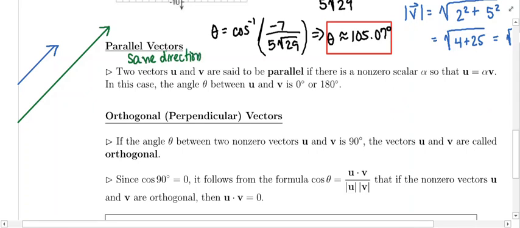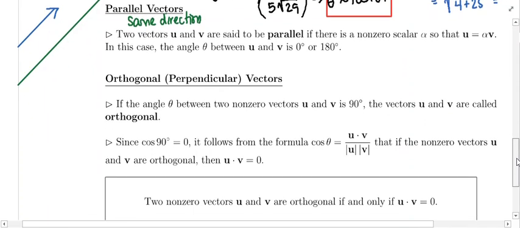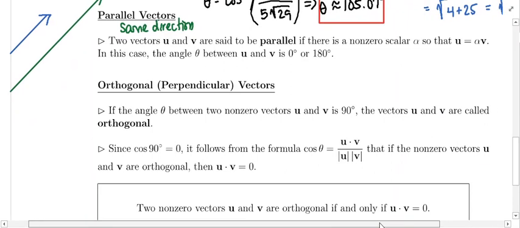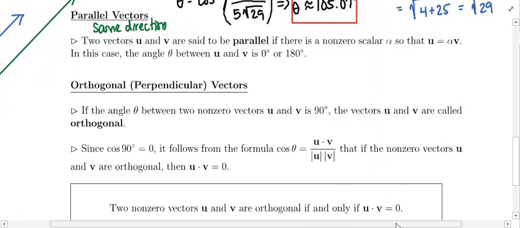Underneath parallel vectors, there's a little more information here. It says two vectors u and v are said to be parallel if there is a non-zero scalar alpha so that vector u is equal to alpha times vector v. In this case, the angle between the two vectors is either 0 degrees or 180 degrees. So keep that in mind.